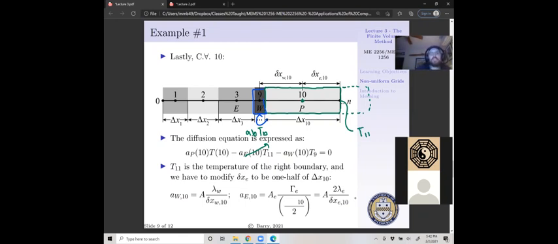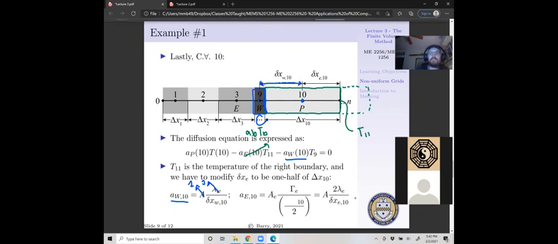Now, A west evaluated with respect to our 10th control volume, AW10, is simply our area between these two cells, which, keeping constant, is 1, times our diffusivity, 1 per delta x west 10. Delta x west 10 is the difference between our two cell centers of our W and P cells.